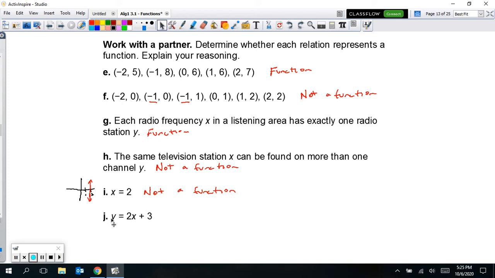This one, however, y equals 2x plus 3, that one is a function because it's more of a diagonal line. It looks like this. And we'll get to learning how to graph these lines as well in chapters to come, or sections to come. So there you go. That's a function as well because it does pass the vertical line test.